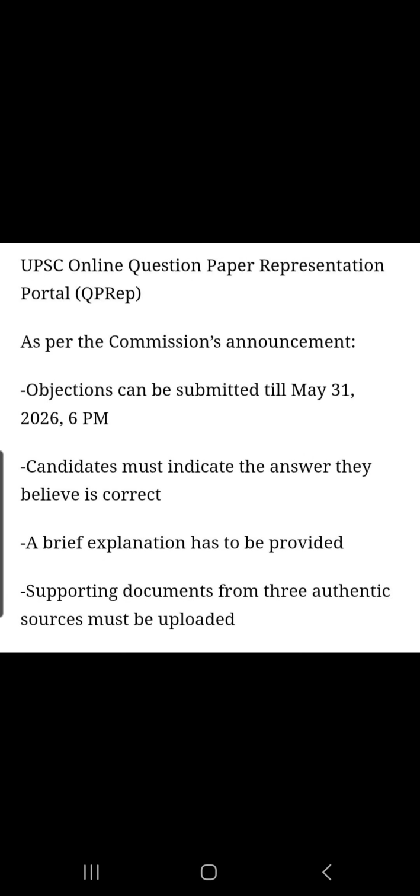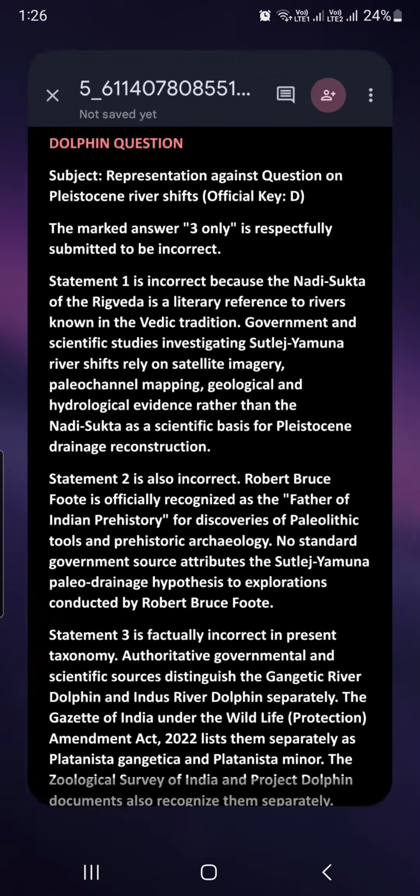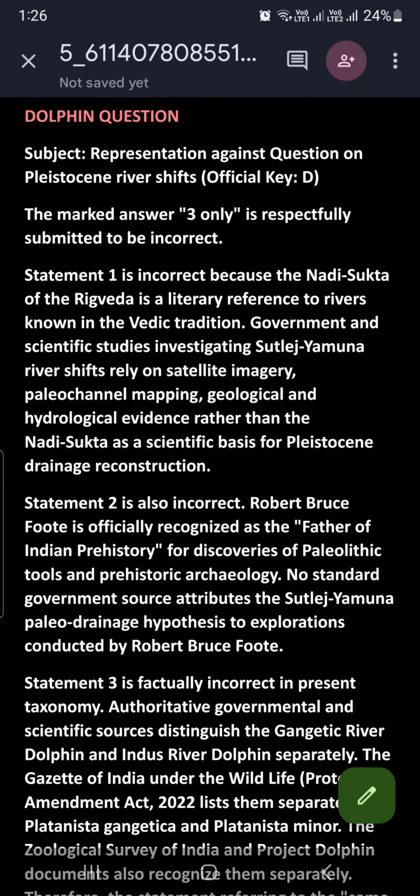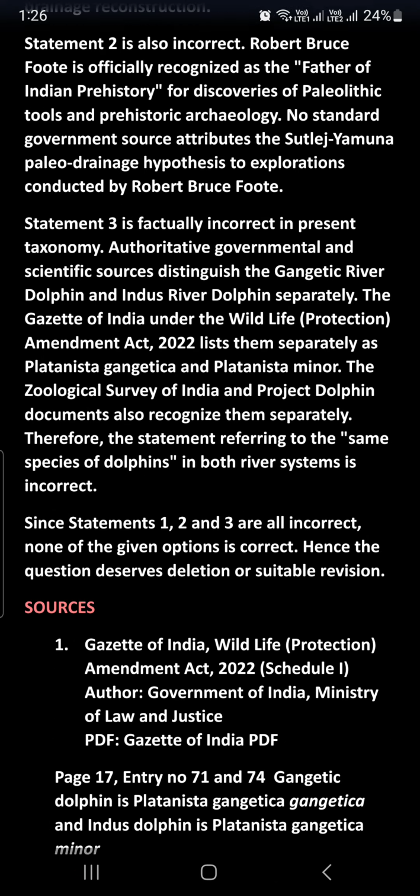Tomorrow, which is May 31, 2026, 6 PM is the last deadline to file your representations, and I'm going to make your task extremely easy. If you are also finding these questions as incorrect, and if you think that they will work in your favor, what you need to do is simply copy paste from here this 1500 character explanation.